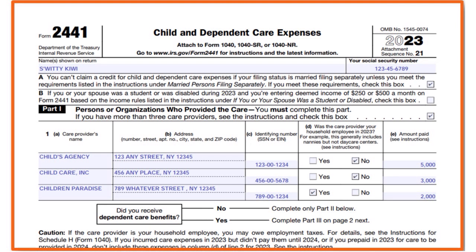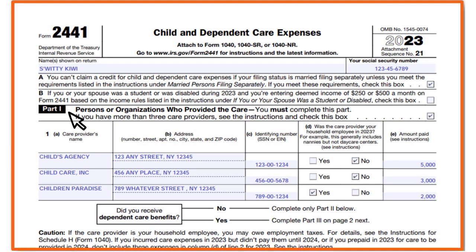So part one and part two are pretty straightforward in terms of how you can claim the child and dependent care expenses on your tax returns. So line A here, fantastic. We checked that box because it made sense in our hypothetical example. Line two is pretty straightforward as well. I want to move real quick to part one.